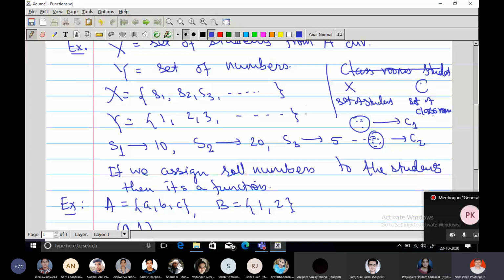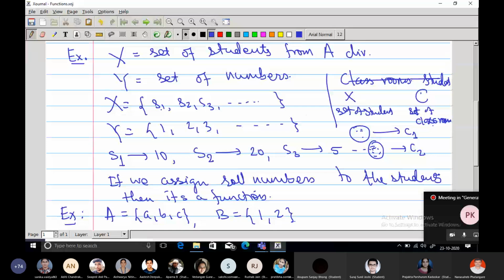We are assigning, basically, but after that, what is a common thing? Something is uncommon: no two students can be assigned the same roll number, but here two students can be assigned the same classroom, right? That is a distinction. But what is a common thing? One student cannot be assigned to two things.